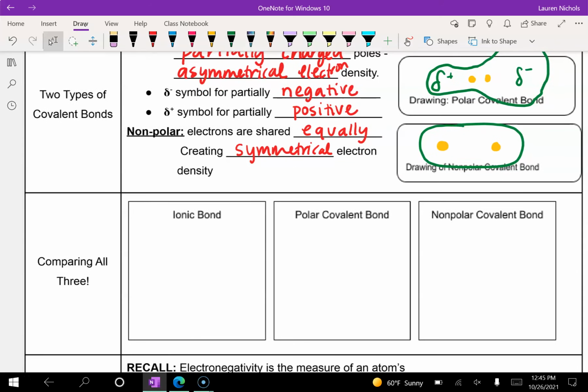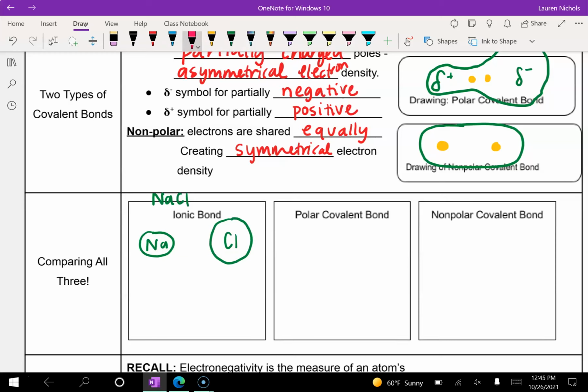So let's actually then compare all three. So we have ionic bonds, polar covalent bonds, and nonpolar covalent bonds. In the ionic bond, let's say we have sodium chloride, NaCl. What happens is if we have sodium here, and we have chlorine here. And actually, chlorine is bigger than sodium, so I'm gonna draw that slightly bigger.